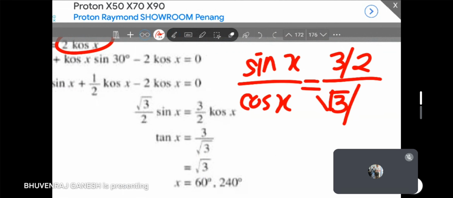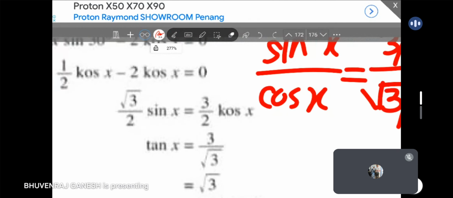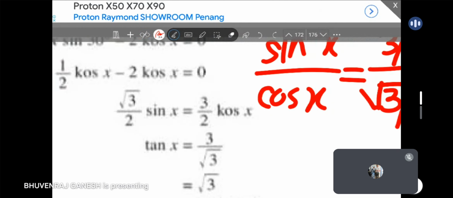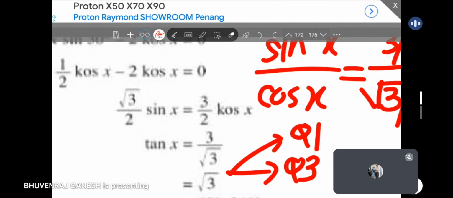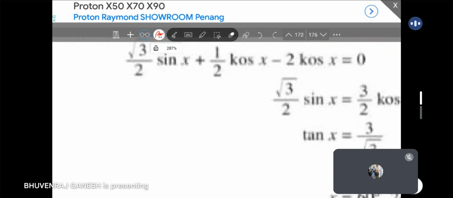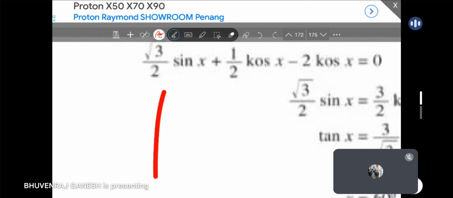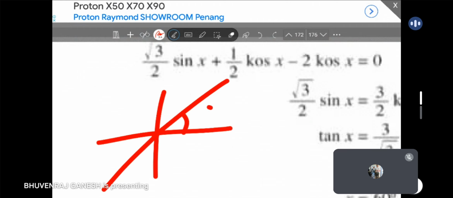And then since tangent x equal to root 3, so it's positive, right? So nilai positive tangent confirm is quadrant 1 and also quadrant 3. So when you find the reference angle, root 3 shift tangent, you should get 60. So kamu boleh ukur sudut lah. You can start to measure the angle.